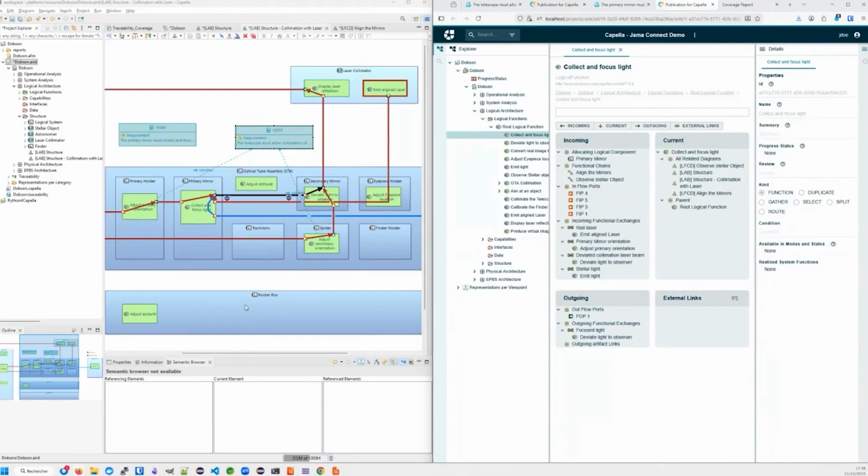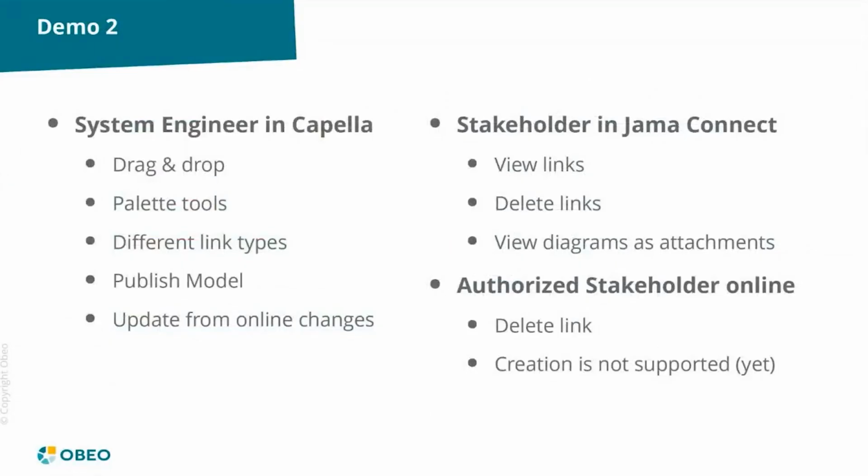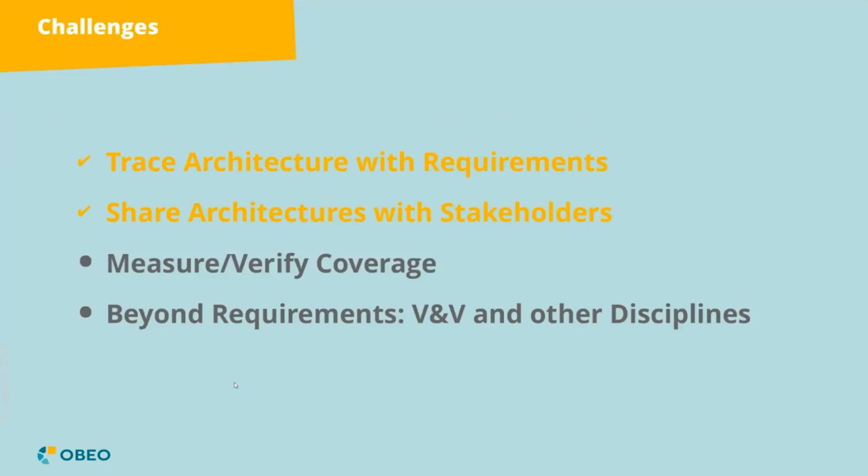So I will go back to the slides. Here, we've seen how the system engineer can drag and drop and link objects from Jama in the Capella model, how this is taken into account when we publish the model, and how the links can be viewed, deleted, either in Jama Connect. It can also be done in publication for Capella. I don't have the time to show that. This is something, the diagrams as attachments, that we'll see in a moment. So I believe that this checks the other challenge that we had.